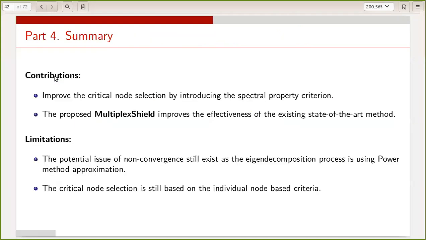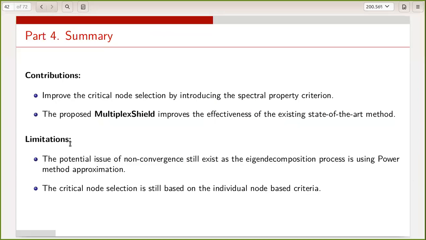So in the contribution of our second part, we improve our critical node selection by introducing the random walk normalized Fiedler vector, which wants to find the spectral cut or the spectral cluster of the graph. So we introduced the spectral property criterion. So we found that this proposal improved the effectiveness, but we still have a limitation as well.